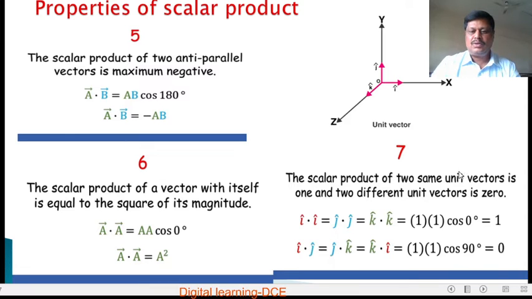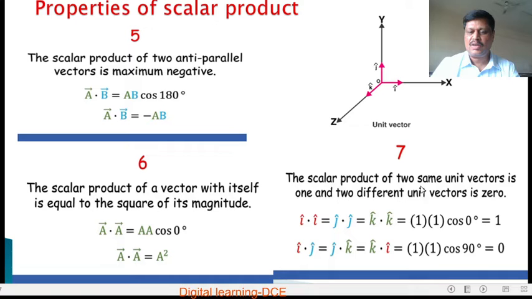So we all know the three coordinate axes, that is x, y and z direction. Here i cap is the unit vector along the x axis, j cap is the unit vector along the y axis and k cap is the unit vector along the z direction. So the angle between i and j, j and k, and k and i is always 90 degrees. The seventh property is that the scalar product of two same unit vectors is 1 and of two different unit vectors is 0.